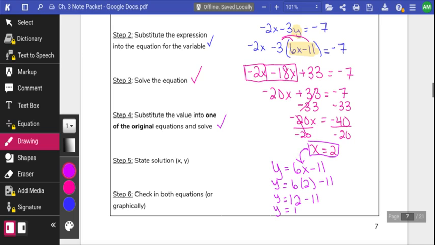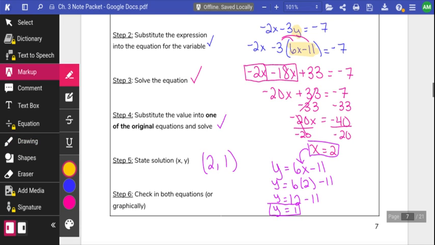So now I have a value for x and a value for y. So I'm going to state my equation as my x coordinate followed by my y coordinate. And step 6 is to check your answer. You can always check graphically using your graphing calculator.